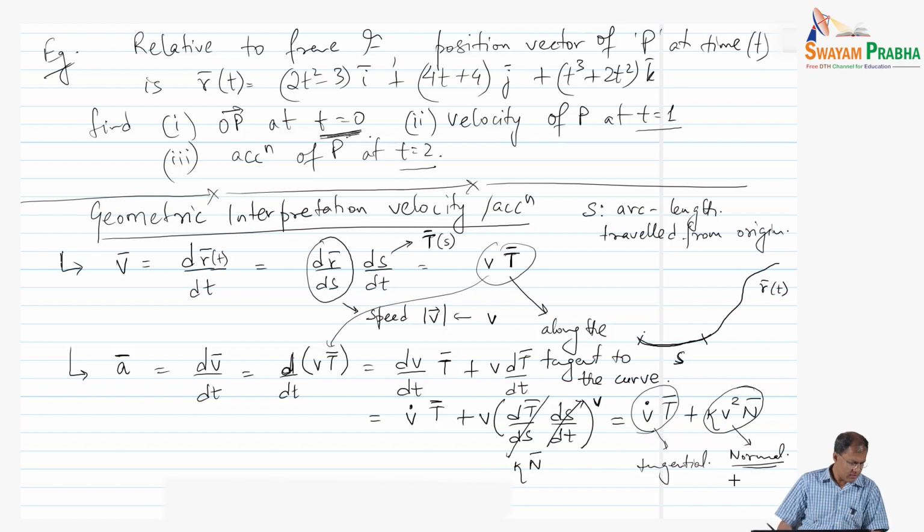This is what I wanted to convey when I spoke about the geometric interpretation: the normal and tangential components of acceleration. Let us look at a special case where the particle is moving along a circle of fixed radius, the so-called uniform circular motion.